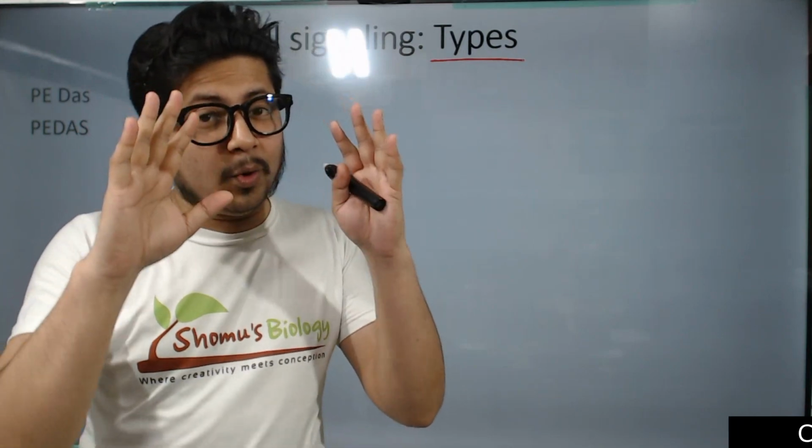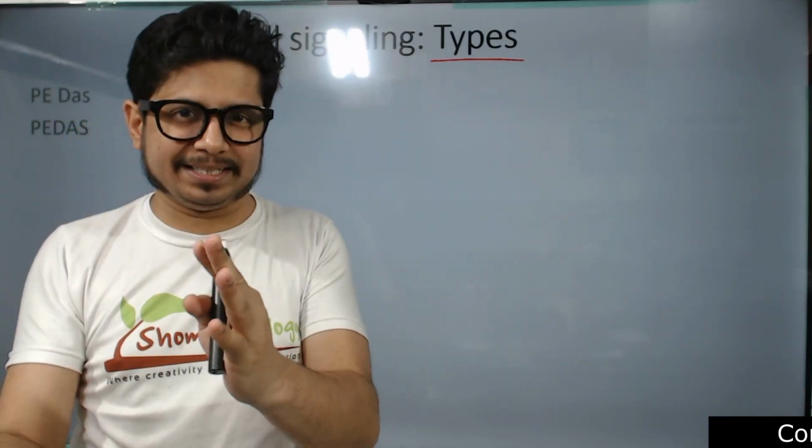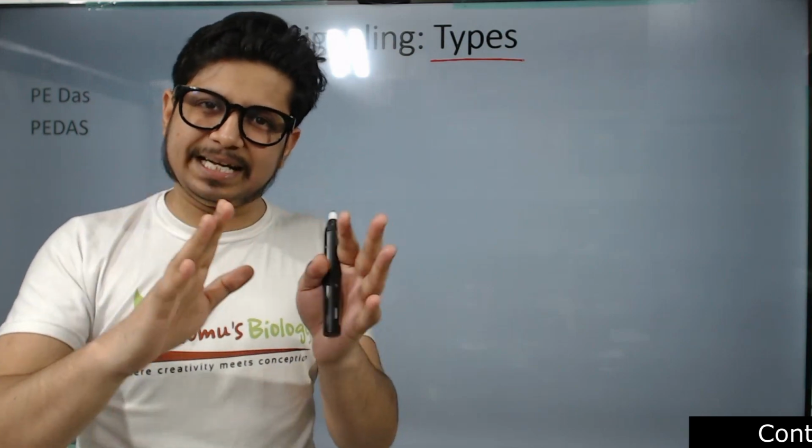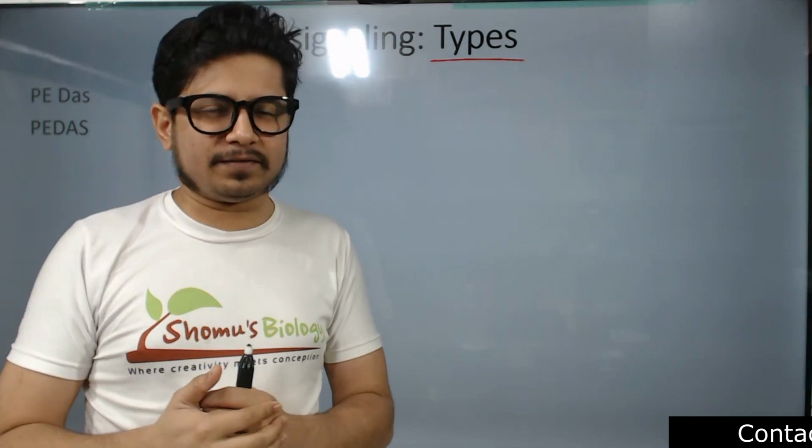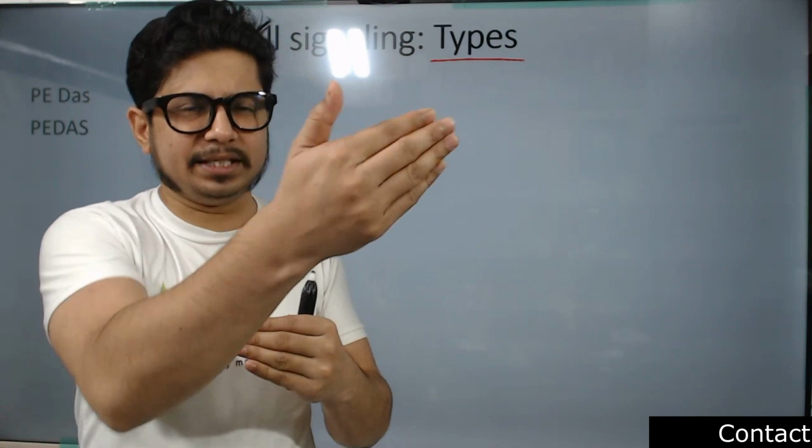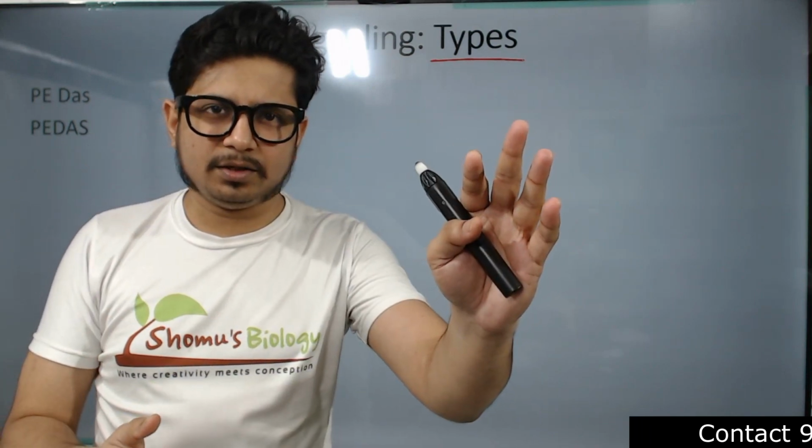Remember, the whole process of cell signaling works in the same manner. Cell direct contact is possible. That's one kind of signaling. The second sort of signaling is that you're a little far, I can see you, but still I cannot physically touch you.